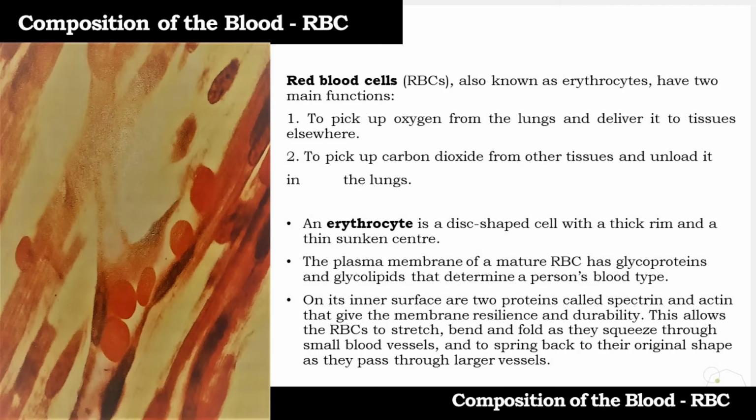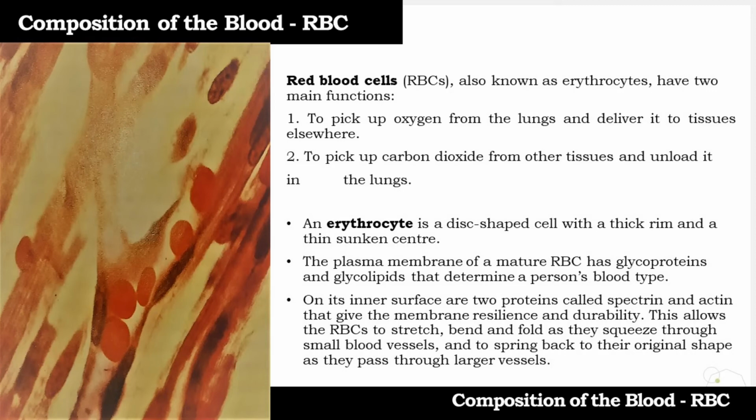Compositions of the blood, the red blood cells. Red blood cells, RBCs, also known as erythrocytes, have two main functions. One is to pick up oxygen from the lungs and deliver it to tissues elsewhere. Second is to pick up carbon dioxide from other tissues and unload it in the lungs.